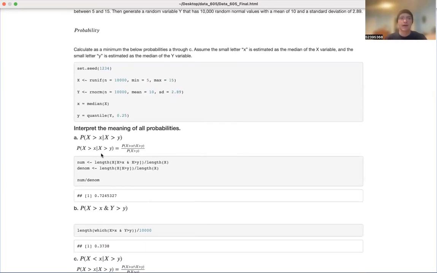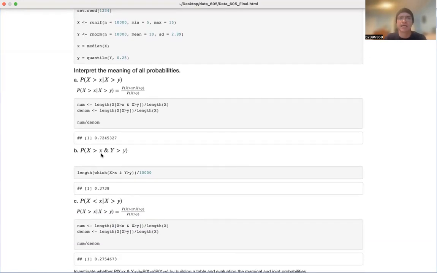Then I established the median of my random uniform distribution, set that equal to lowercase x, and the 25th percentile value of my random normal distribution, uppercase Y, and set that equal to lowercase y.